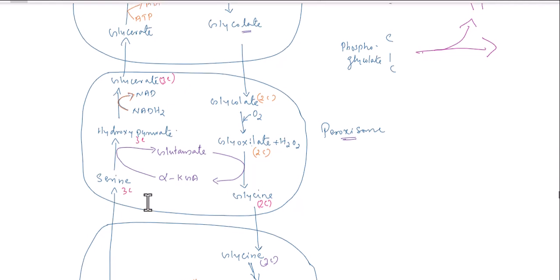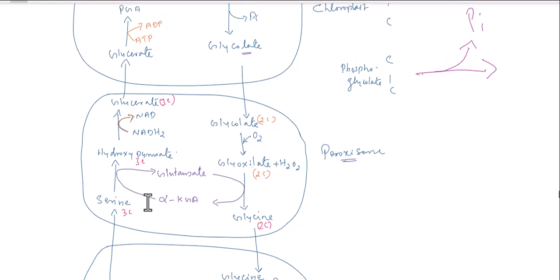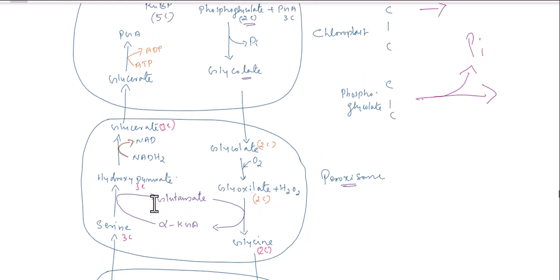Again we come back to the organelle peroxisome. Serine now enters into the peroxisome. Serine donates the amino group to alpha ketoglutaric acid. Alpha ketoglutaric acid receives the amino group from serine. Serine is an amino acid, we know that. So it releases the amino group, donating it to alpha ketoglutaric acid. As a result, serine gets converted into hydroxypyruvate.